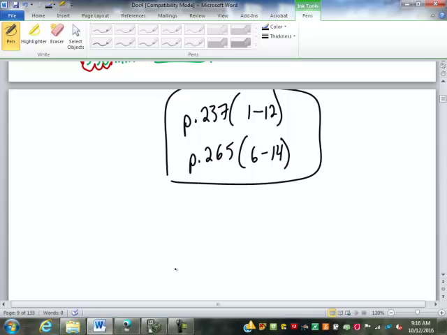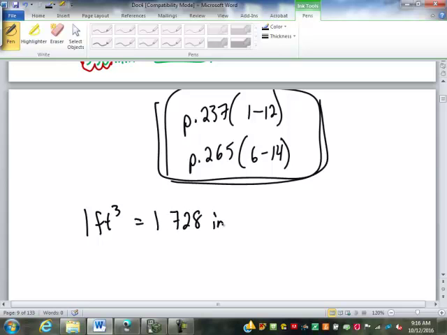On that single sheet, there's one that looks like a misprint. It says that 1 cubic foot equals 1.728, but it's actually a comma, so it's 1,728 cubic inches. If you correct that on that sheet, that'll save us some issues later if you use that. So I'll give you the last 4 minutes here to get started on that packet: 1 through 12 on page 237 and 6 through 14 on page 265.